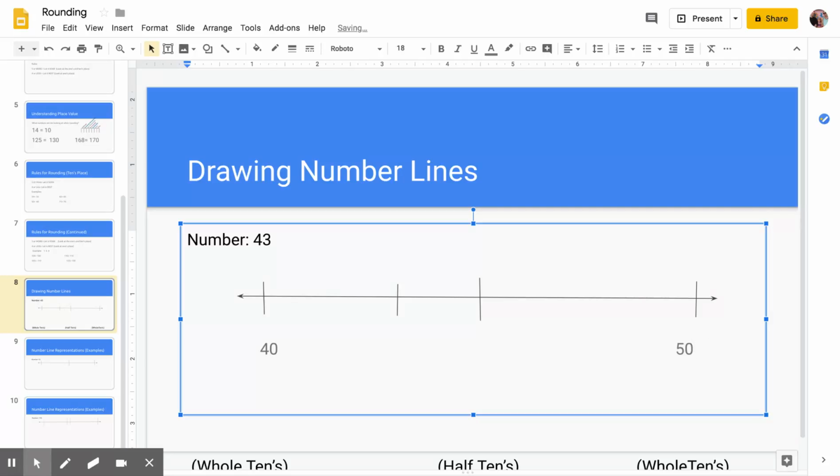Now we also want to identify our half tens place. Our half ten between 40 and 50 is going to be 45. So we also want to put that on our graph as well, or on our number line as well.